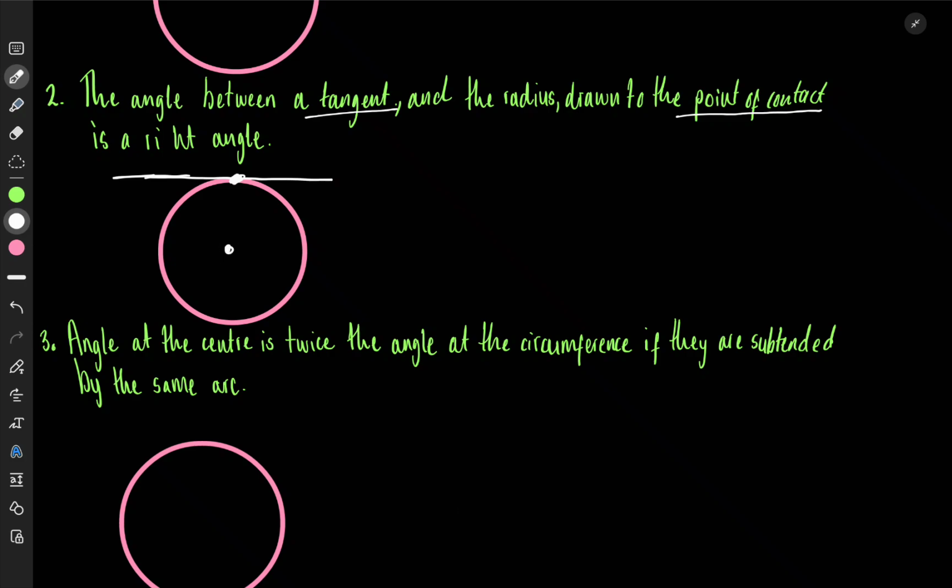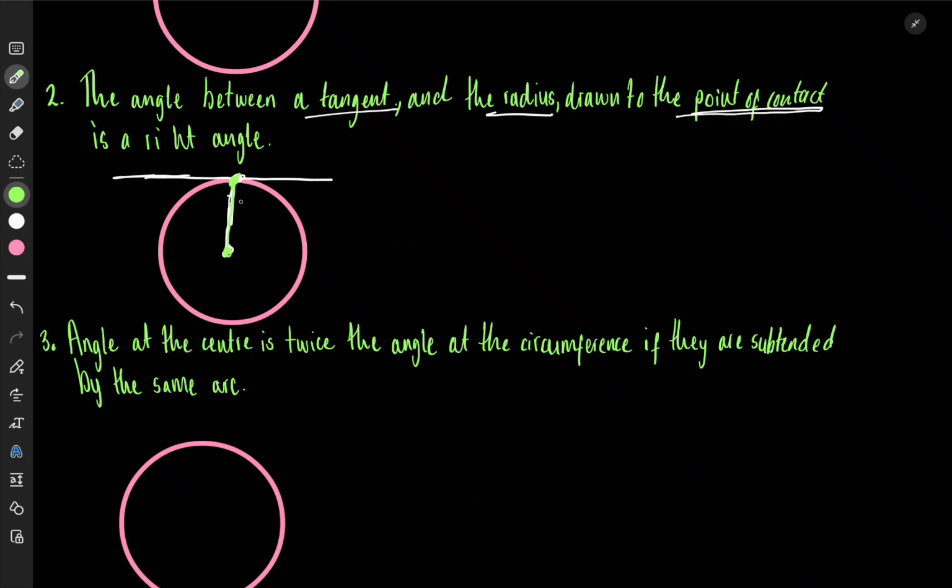Now, they say the angle between the tangent and the radius. So a radius is a line that's going to come from your center to the circumference, sorry. And this radius is going straight to the point of contact. That's what they've said. So we have our radius, this line that comes from the center and goes to the circumference, and it's going right to the point of contact, which is where the tangent meets the circumference.